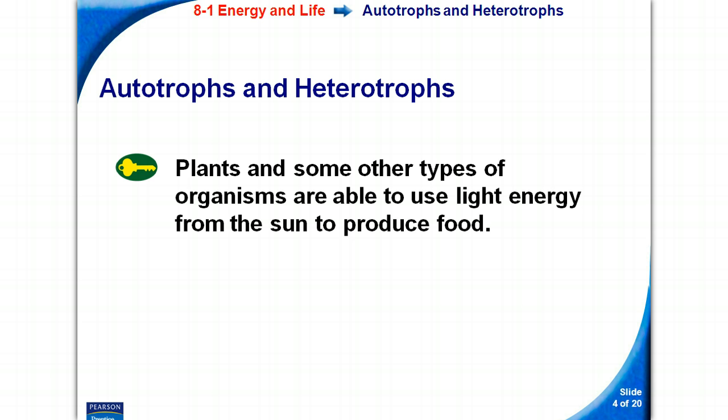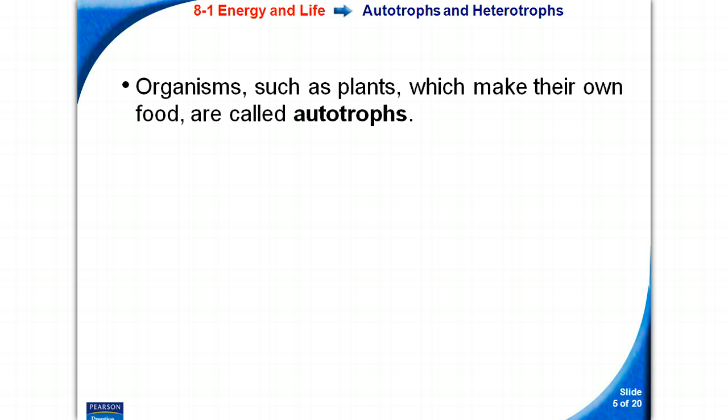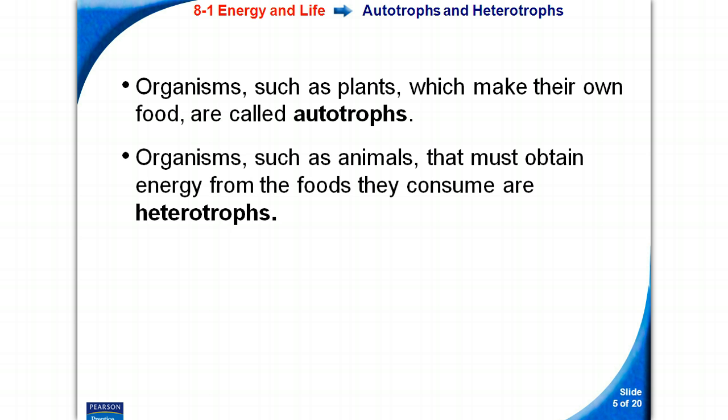Plants and some other types of organisms are able to use light energy from the sun to produce food. Organisms such as plants, which make their own food, are called autotrophs. We've talked about this before. Autotrophs, auto, make their own food, automatic. Organisms such as animals, which we are, that must obtain energy from the foods they consume are heterotrophs.